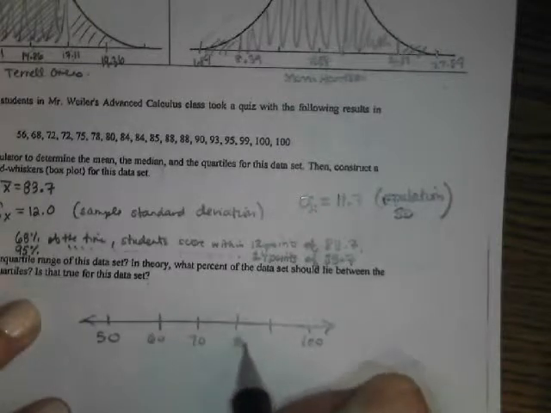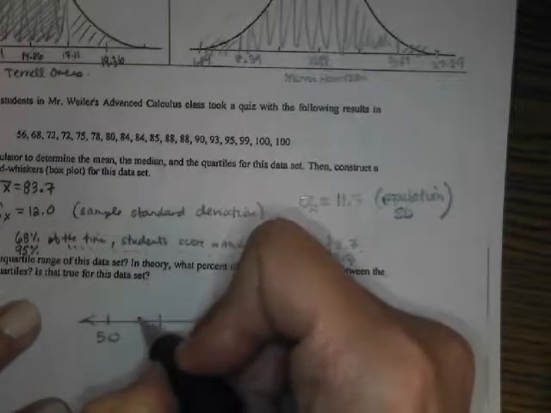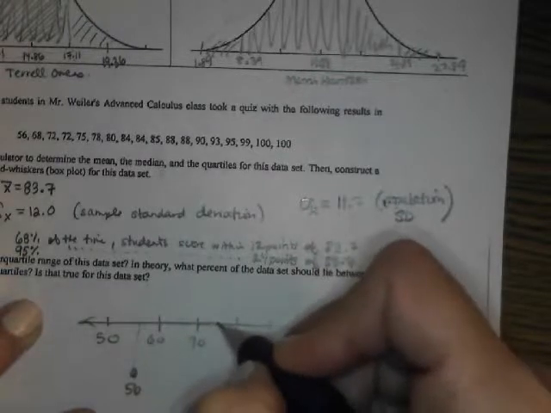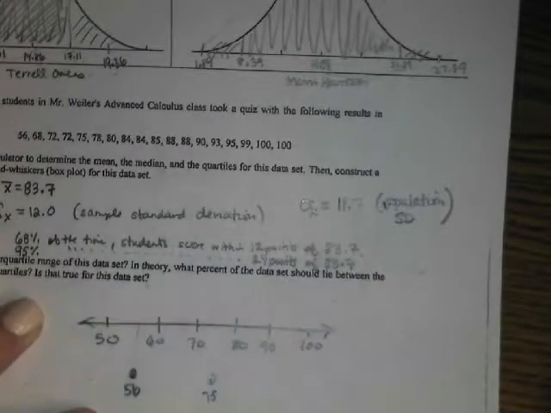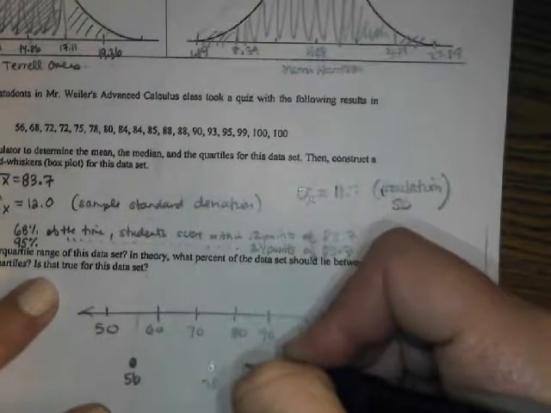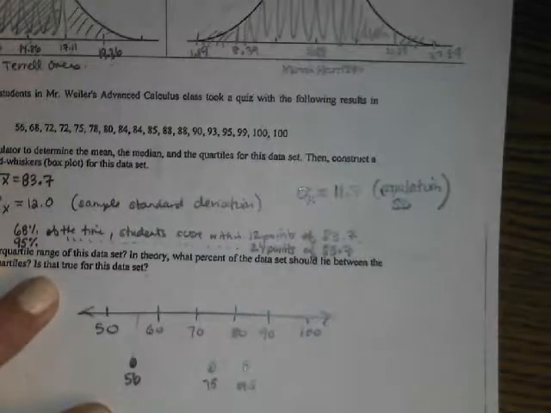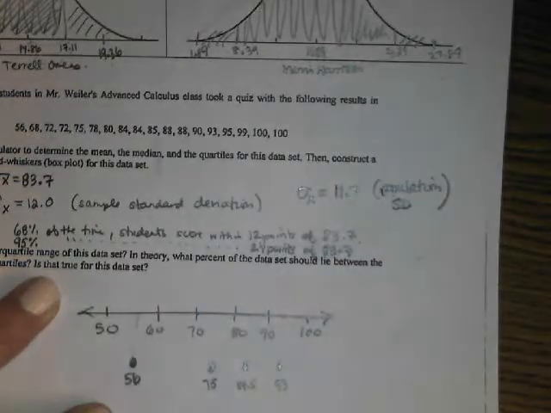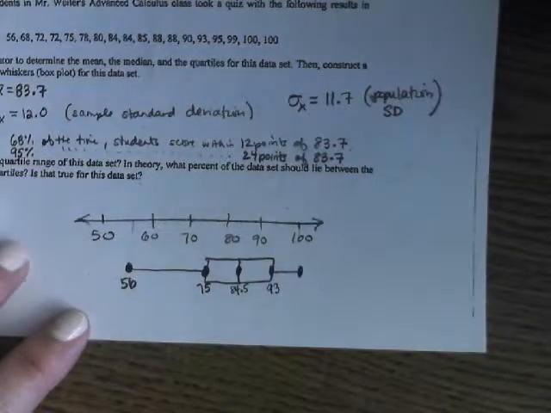The minimum of 56 would go right about there. The first quartile of 75 would go about there. The median of 84.5 would go about here. Median meaning middle. Q3 is 93. And your max is 100. And your whiskers come in from the sides. Your box is in the middle. And that's your box and whisker plot. This is Algebra 1 stuff, really.